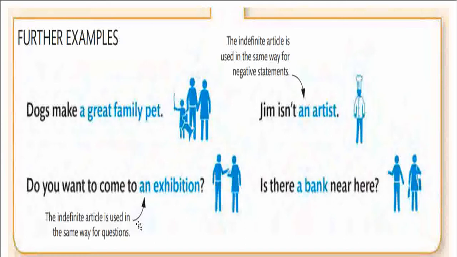The indefinite article is used in the same way for questions also. Here it's a question ending with a question mark. The indefinite article is used in the same way for negative statements. Negative means where not or the contraction n't is used. Jim isn't an artist. An artist, why? Because a is a vowel letter, vowel sound. Is there a bank nearby? A bank. Bank begins with a consonant sound, so that is why a bank.